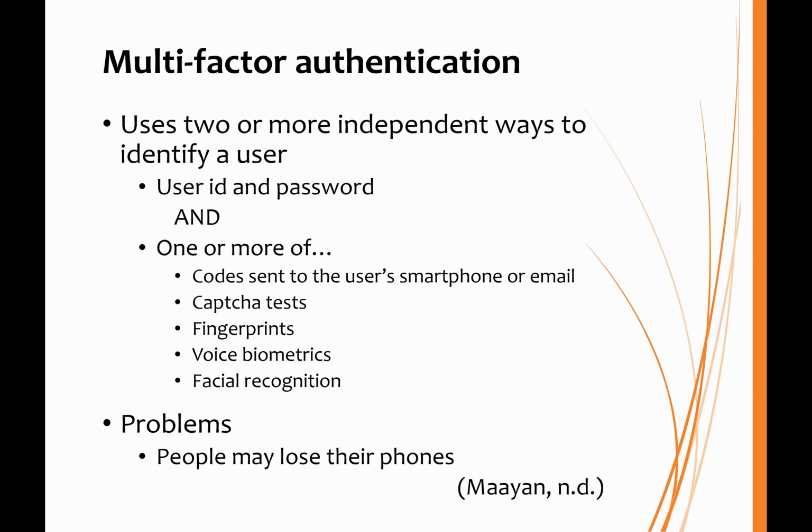Multi-factor authentication will use two or more independent ways to verify a user. For example, user ID and password, followed by one or more of some things like sending codes to smartphone or email, using fingerprints or other biometric recognition. But there are problems with that as well, because what happens if a person loses their phone and cannot access these secondary factors of authentication?